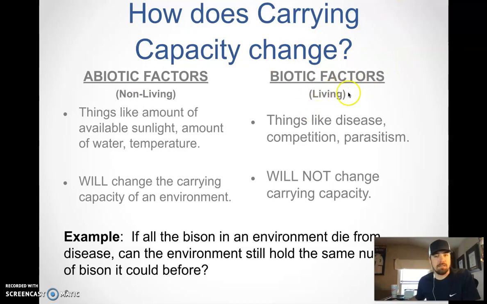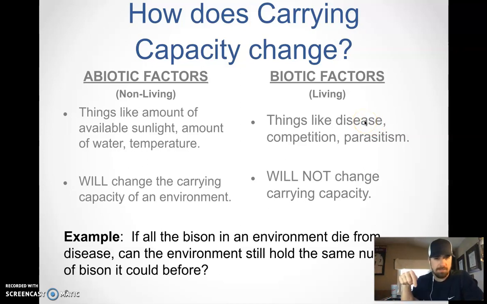So these are living things. These are disease, competition, parasitism. These things will never change the carrying capacity. The carrying capacity can only be changed by abiotic factors, because think about it. Living things like disease, competition, parasitism. So let's say disease.